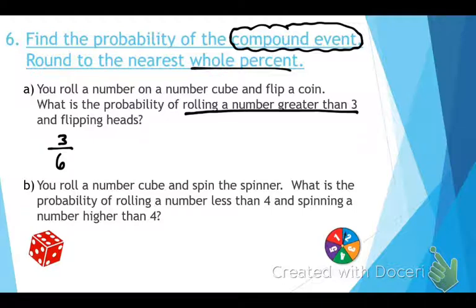Now I have to go on to my second event, flipping heads. Journey, what would that be? It would be 1/2. Okay, I've got a 1 out of 2 chance. Why? Because there's only one head out of a total of 2 sides on the coin.